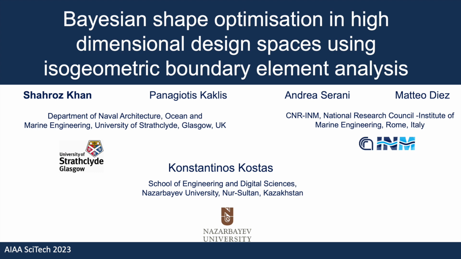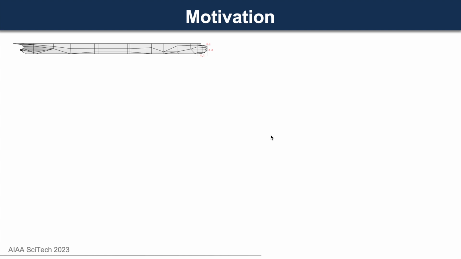Today I'm going to briefly talk about work on Bayesian shape optimization in high-dimensional design spaces using isogeometric boundary element analysis. This work is jointly carried out by the University of Strathclyde, Institute of Marine Engineering, and Nazarbayev University. So let me give you a brief overview of a typical shape optimization problem.